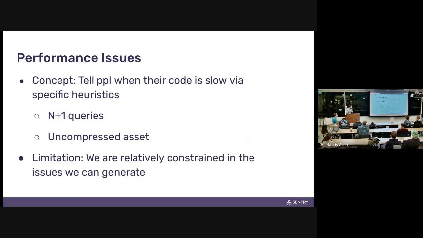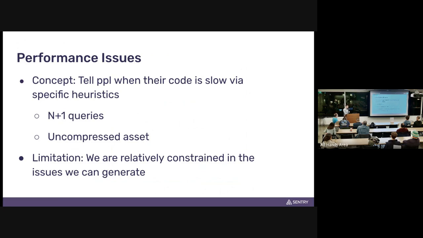Okay, cool. So it's been 15 minutes, so I think I could spend at least a little bit of time talking about the next thing, which is performance issues. This is a relatively new feature that we've added at Sentry. The concept is we basically tell you when your code is slow, or when it's slowing down, or when you've done dumb things.